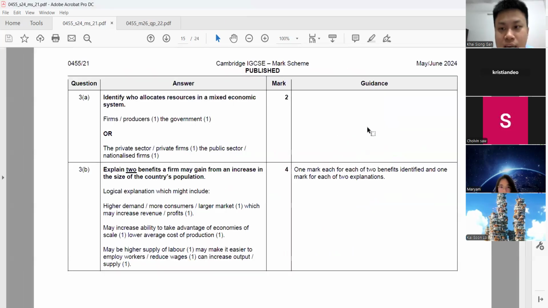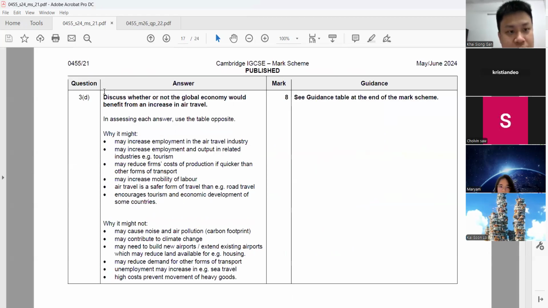Okay, this one is done. Kai Sun, you have a question that you're not too sure about. I think this is the question: discuss whether or not the global economy would benefit from an increase in air travel. Because I saw you wrote an annotation in your paper. I don't have time to mark, really sorry about that. So therefore, I want to discuss it right now. Again, I might overrun today. Just bear with me. If you are rushing, you can leave first. I'm sorry about that.